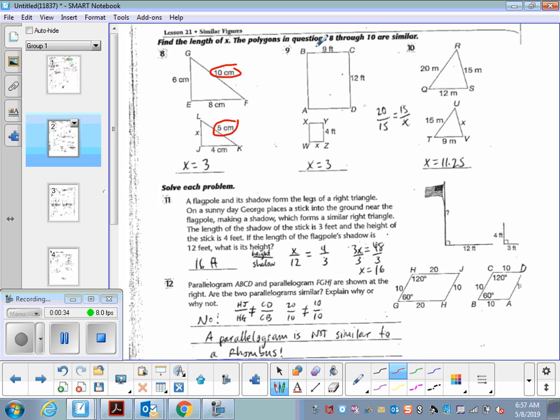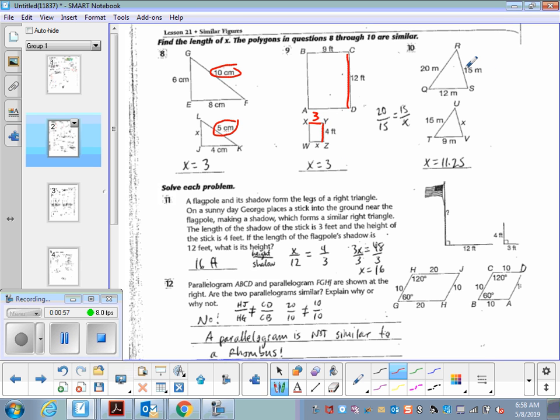For number 9, we have a 9 by 12, and we're trying to figure out this bottom part with the 4. So we see that this is the taller side, which matches with the taller side, and we can see here that if we take 12 and divide it by 3, we get 4. So I'm going to take this 9 and divide it by 3, and I get that this is a 3, which means because it's a rectangle, x would also be 3.